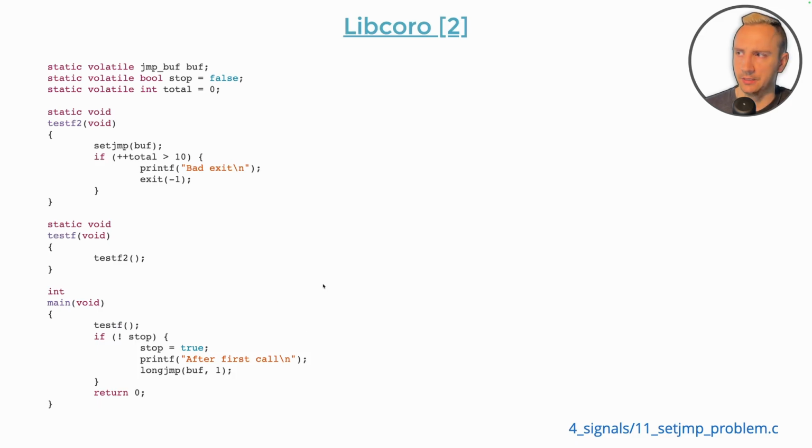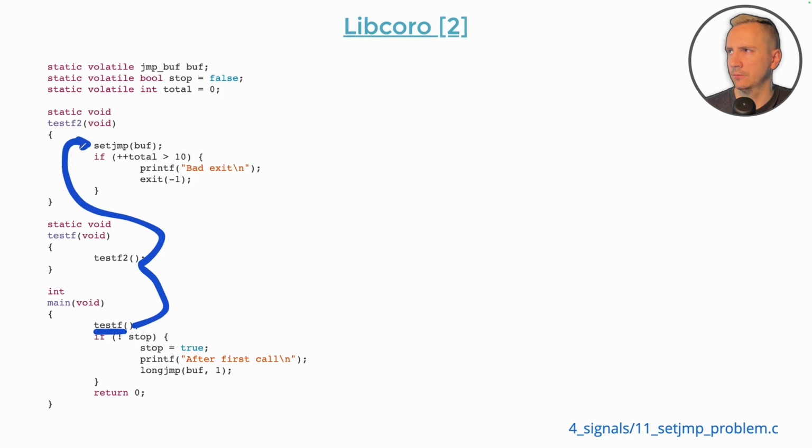There is the following extremely simple program which calls a function testf, which calls another function testf2, which does setjmp, increments some sort of counter, and then returns back, and then returns back, and then returns back into the main function. This seems okay, right? In the main function, it will then print that the first call was okay, and then it does a long jump back.